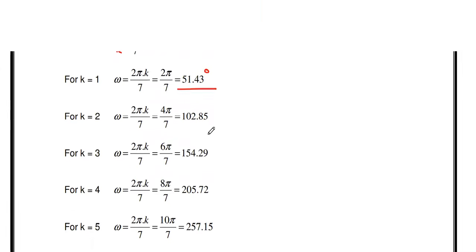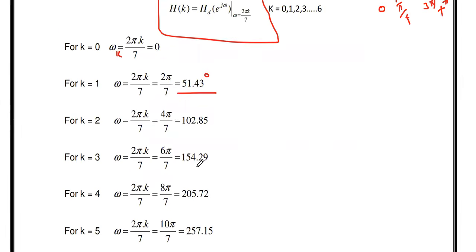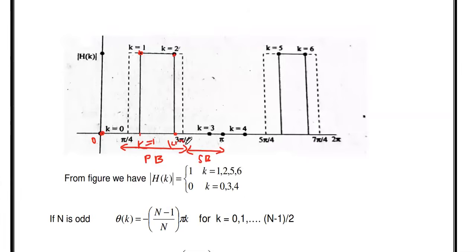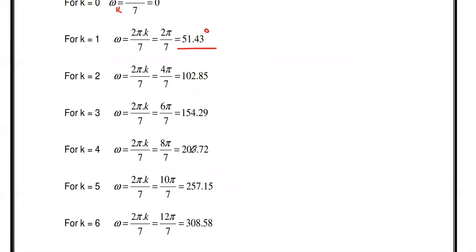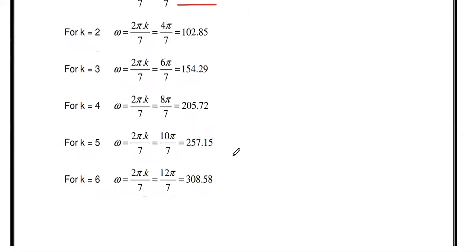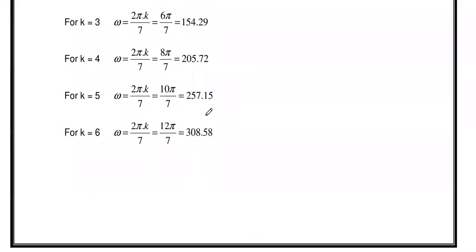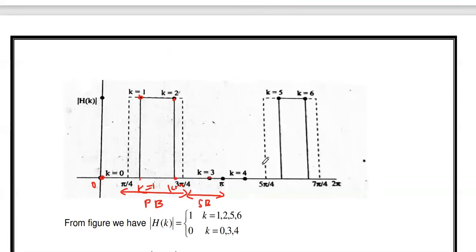Then for k equal to 3, what is the angle? 154. This 154 is in the stop band. So k equal to 3, 154 degrees, it will come here. Similarly, for k equal to 4, 205, it is also in the stop band. For k equal to 5, 257, which appears in the pass band. For k equal to 6, it is also in the pass band.